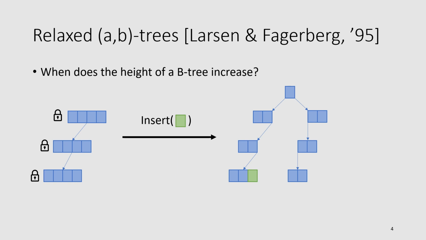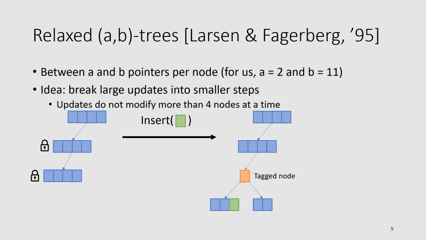To avoid this problem, the trees we present in our paper are based on a single-threaded, relaxed A-B tree data structure proposed by Larson and Fagerberg. There are 2 ways in which the B tree constraints are relaxed. First, A-B trees can have between A and B pointers per node. A is chosen to be less than b over 2, so it's a less strict notion of when you have to merge nodes. For example, in our trees, A is 2 and B is 11.